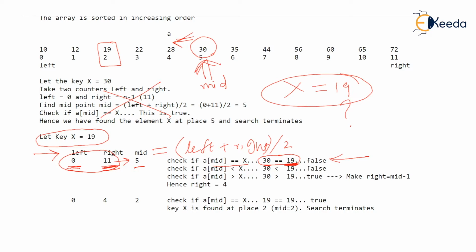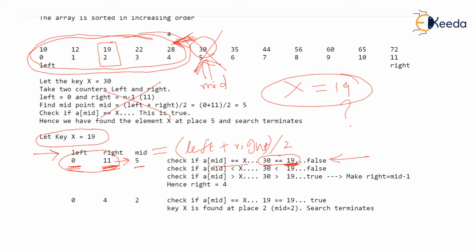That means if 19 is there, it should be to the left of the mid, to the left partition of the mid, isn't it? We are not including mid now because we know that midpoint is not storing x. And surely if x is present, if 19 is present, it should be to the left of the mid. So I have marked only the elements to the left of the mid, which are 0 to 4. That means if 19 is present, it should be present between 0 to 4. So what do you do then?